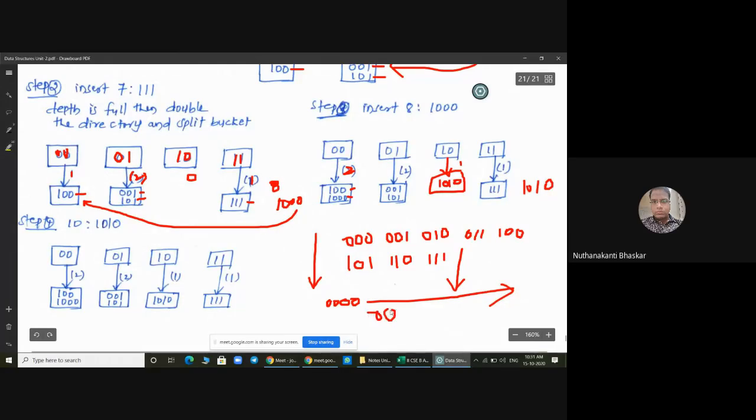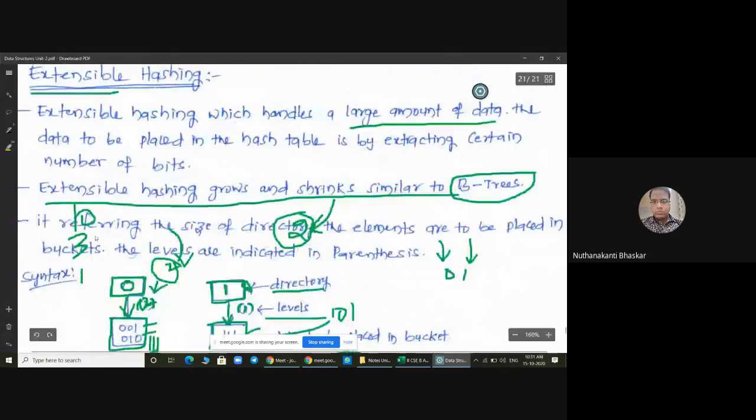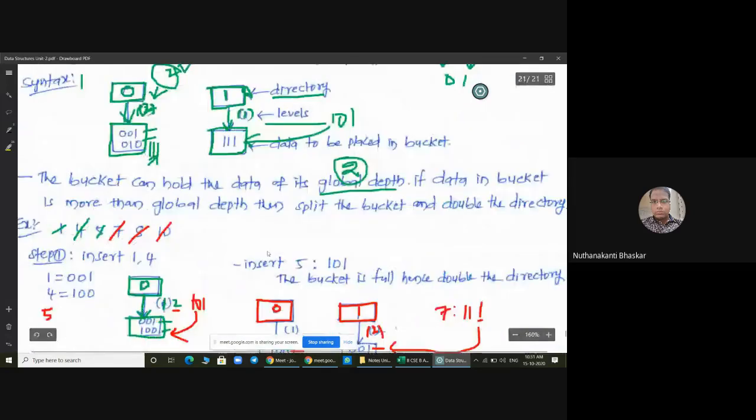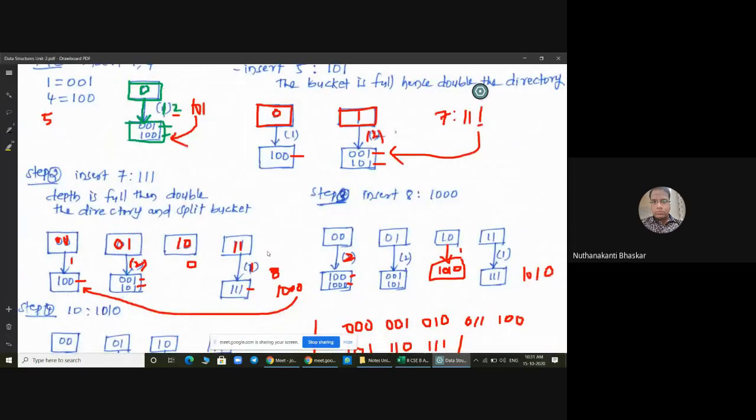0, 0, 0, 0. Next one is 0, 0, 0, 1. Then 0, 0, 1, 0. Then 0, 0, 1, 1. Then 0, 1, 0, 0. Correct? Understood everyone? So this is the way we are going to extend your buckets for extendible hashing. Please, this is very, very important. Compulsory, you can expect a question from here.